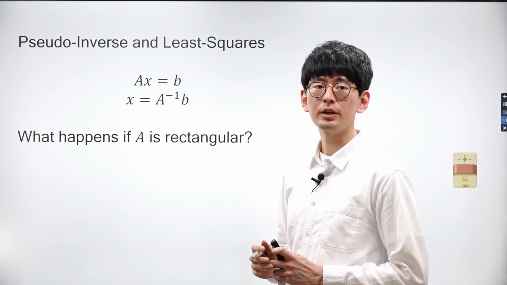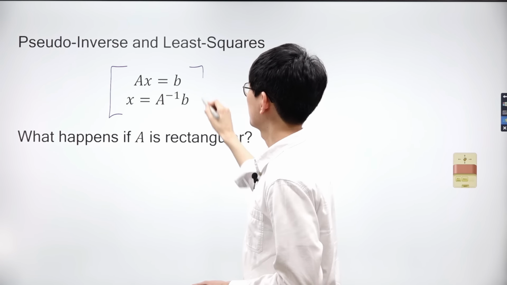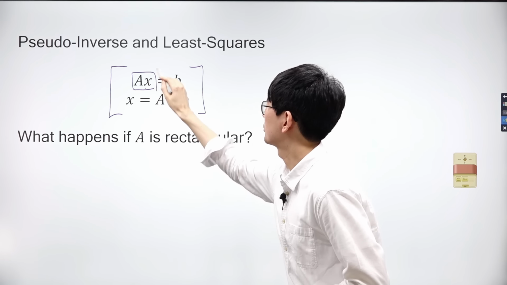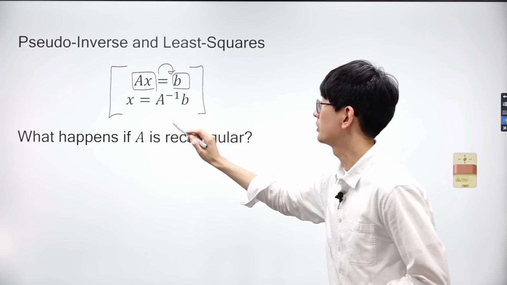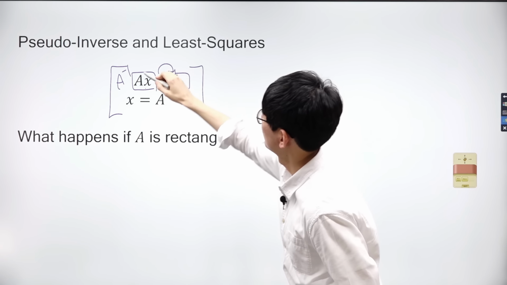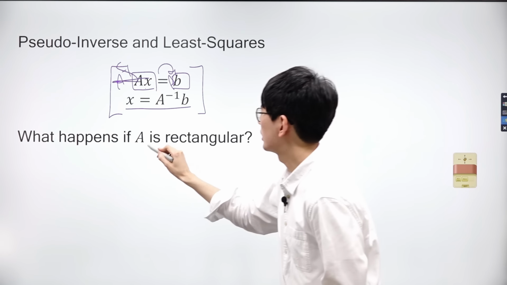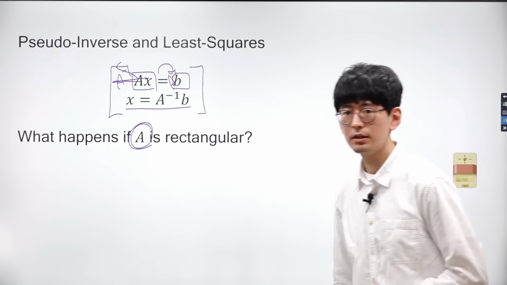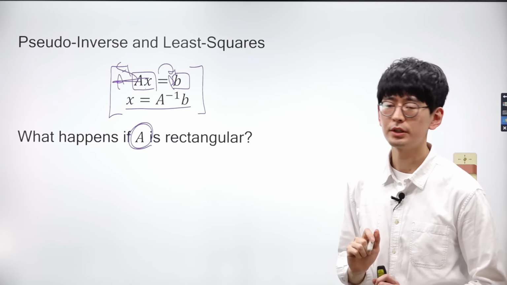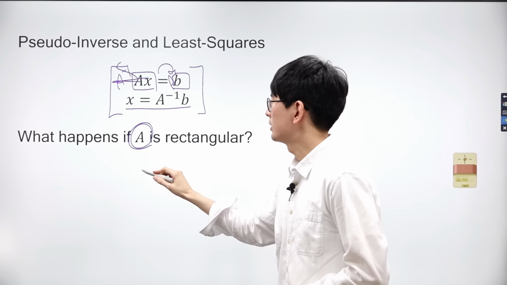The last topic we'll cover today is the pseudo-inverse matrix. Let's consider a matrix A and a vector b, where their relationship is represented by a matrix vector multiplication. If we multiply both sides of the equation by the inverse of matrix A, we get x equals A inverse times b. However, if A is not a square matrix, meaning it's a rectangular matrix, then the rank of A is less than n. Consequently, the matrix doesn't have an inverse.